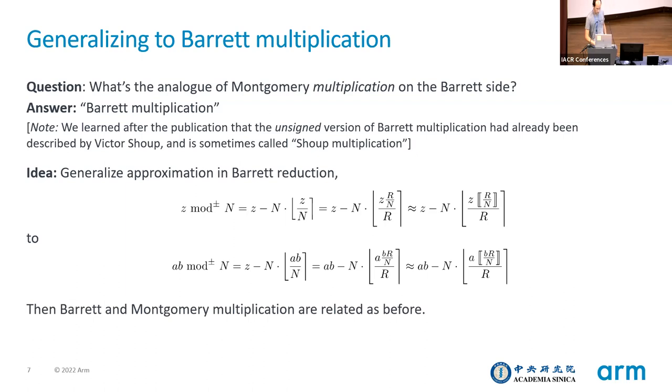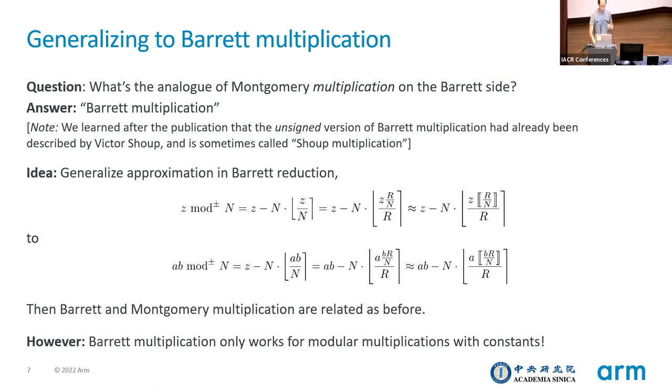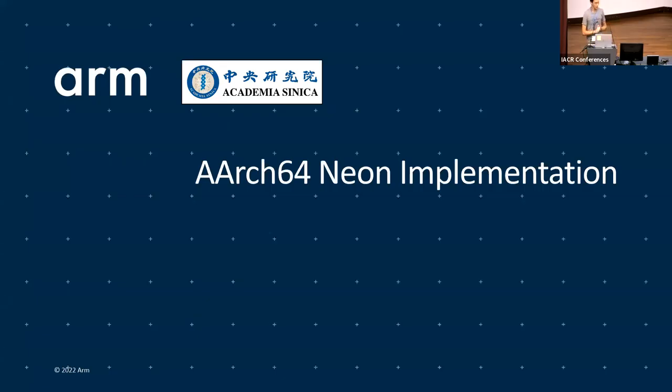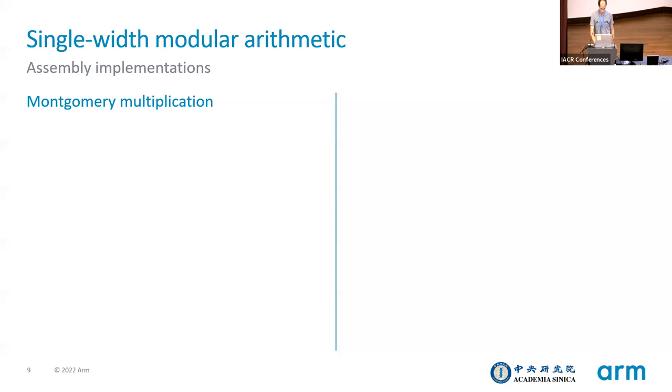And if you do this, and we're looking at the implementation aspects in a second, this relates to Montgomery multiplication in the same way as we just explained. You have to note, though, that this Barrett multiplication really only works for a multiplication with a constant, because you have to pre-compute this BR over N. But for an NTT where you know the constants, that works. So much for the conceptual part. Let's look at how you would actually implement this and why we should care. We'll find that the Barrett multiplication is, from an implementation perspective, actually much, much better.